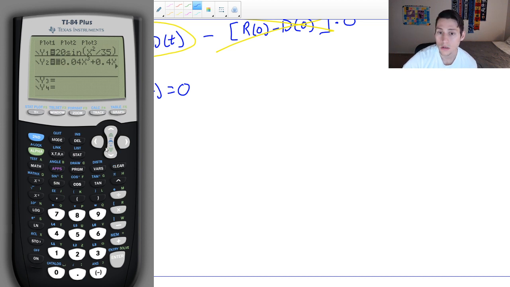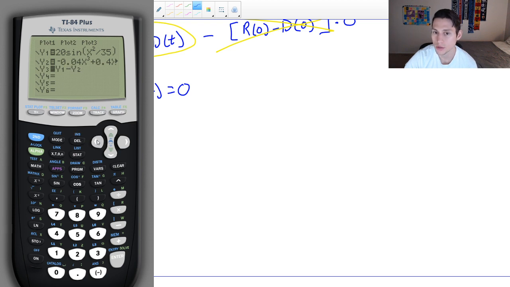So I'll make a new function then. So my y3 is y1 minus y2. Y1 minus y2, so that just means R minus D. Since that's what I want to figure out, when is that 0? I don't want it to graph all three of these though. I just want to find the x-intercept of y3.